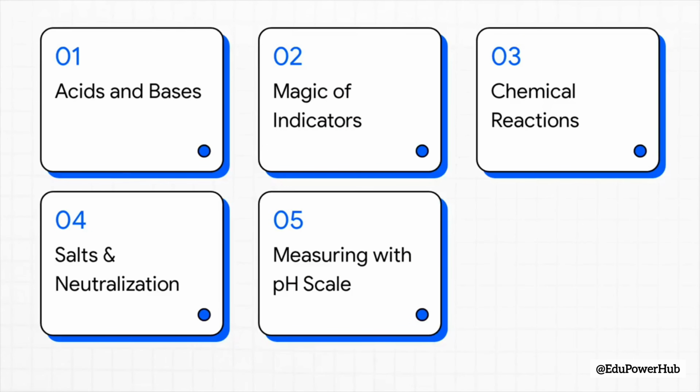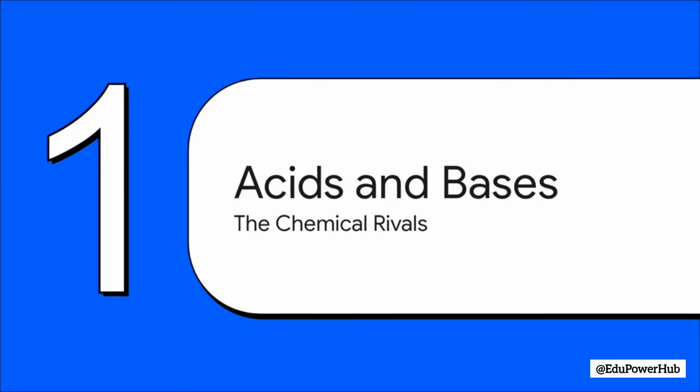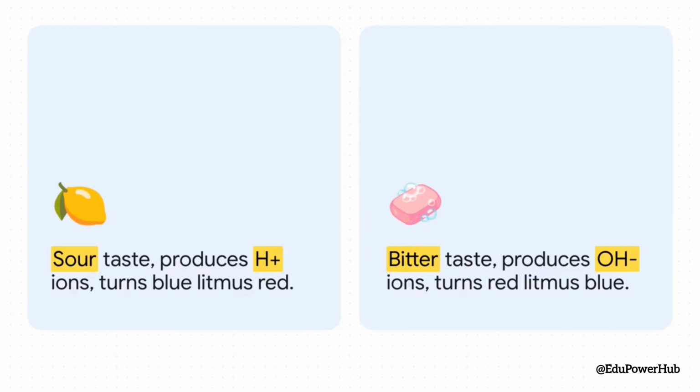First, we'll meet our main characters, acids and bases. Then we'll explore the magic of indicators, see some actual chemical reactions in action, figure out how salts and neutralization work, and finally, measure it all with the pH scale. Let's get started. Part 1. Meet acids and bases, the two chemical rivals. Let's start with the stars of the show.